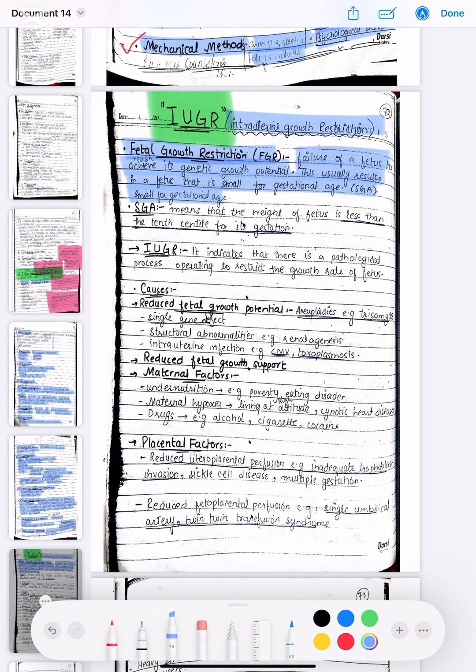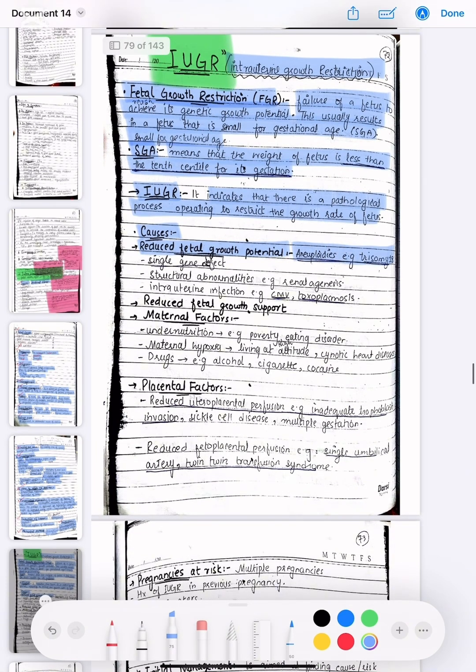Now, small for gestational age means that the weight of the fetus is less than the 10th centile for its gestation, and intrauterine growth restriction indicates that there is a pathological process operating to restrict the growth rate of the fetus. Now, the causes are reduced fetal growth potential, for example, trisomies and single gene defects, structural abnormalities, for example, renal agenesis, and intrauterine infections, for example, cytomegalovirus and toxoplasmosis.